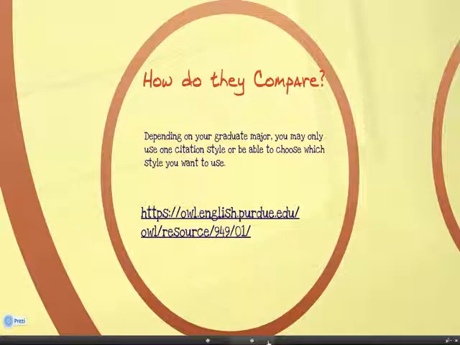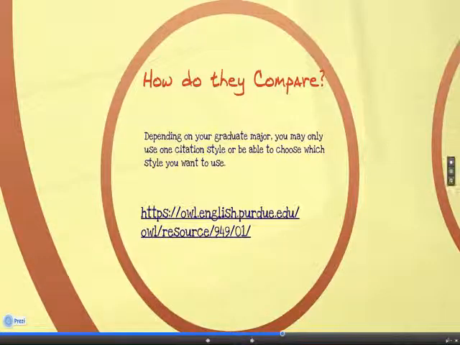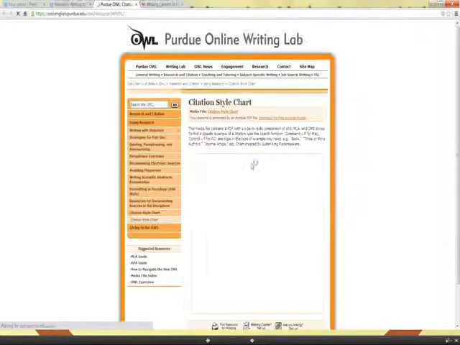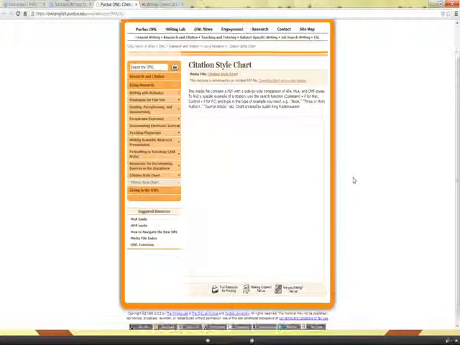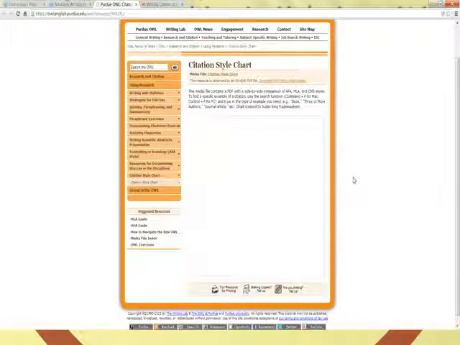So what we've done is linked to this website on the Purdue OWL that shows how they compare to each other. So just click it. We'll be emailing the links out to you following the presentation.